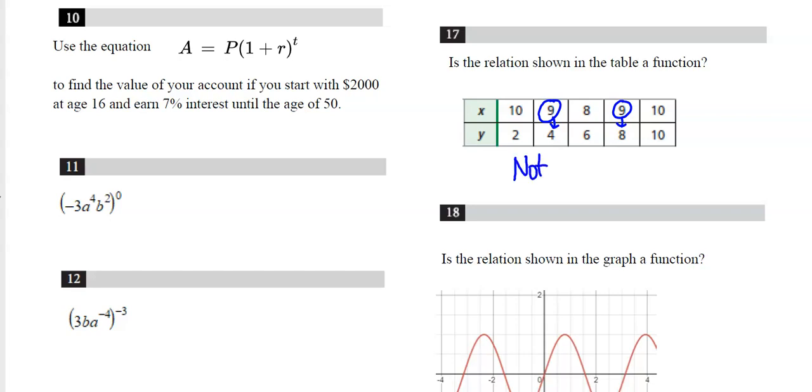And you would justify it by saying, hey, 9 mapped to 4 and 9 mapped to 8. That cannot happen. Now, it's okay for two different x's to map to the same y. That's totally fine. If I had a list of numbers and a 5 mapped to a 7 and then a 1 mapped to a 7, that's fine. There's no harm there. But you can't have one x mapped to two different y's.